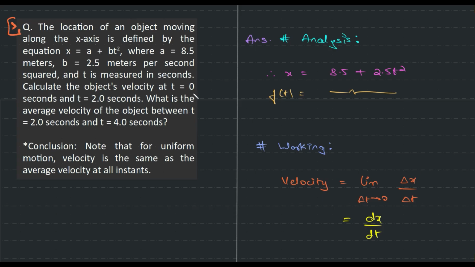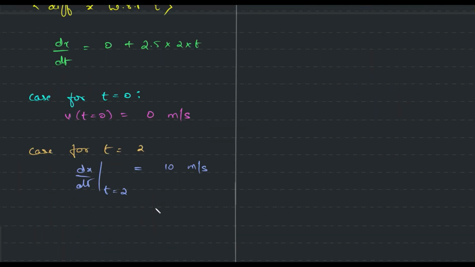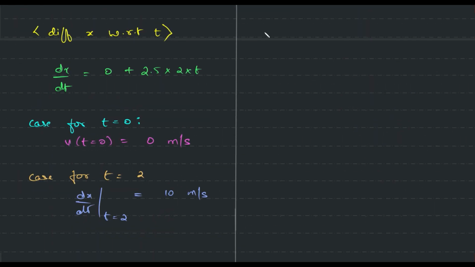Next, what is the average velocity of the object between t is equal to 2 and t is equal to 4? Okay, let's figure out the velocity at 4 first. Case for t is equal to 4 seconds. My bad, need to write seconds as well. So dx by dt. Again, all of this we have done in math basics. So this would be 20 meter per second.